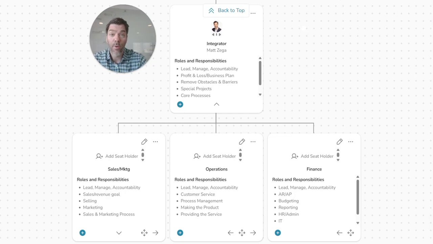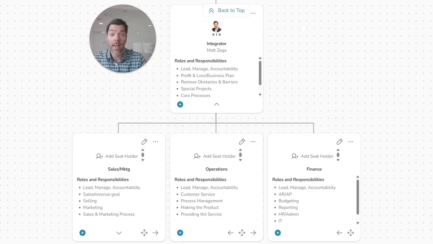Today I'm going to take you through why the accountability chart is what I feel is the most impactful tool in the EOS toolbox. Why it's impactful, I'm going to walk you through how to use it and how to take it down to the department level. And so starting with why, why is the accountability chart so great? Why is it one of the best tools in the EOS toolbox?